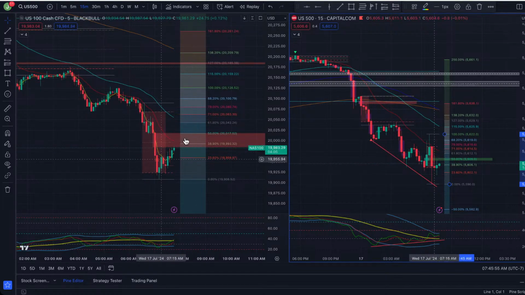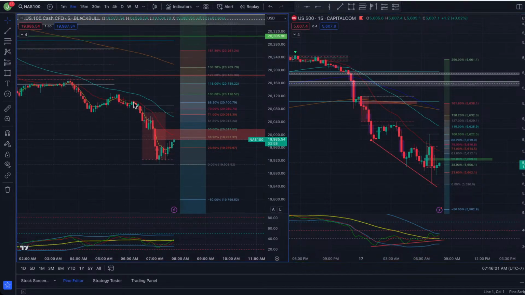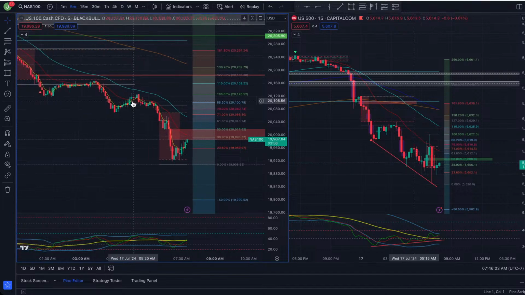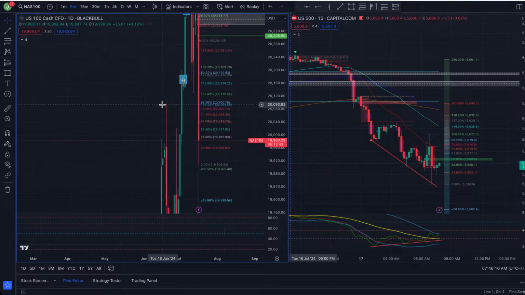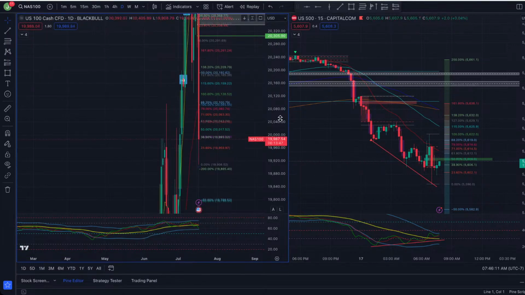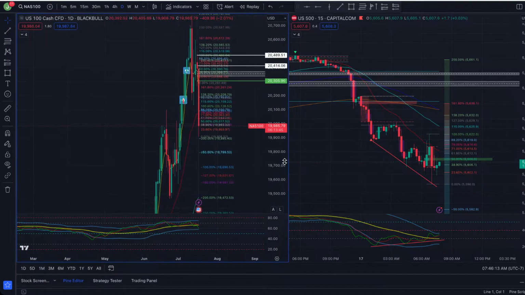Patiently waiting for this to get up here. As mentioned before, our bias is bearish. NAS has been dropping, even if we look at the daily, the size of that daily candle.